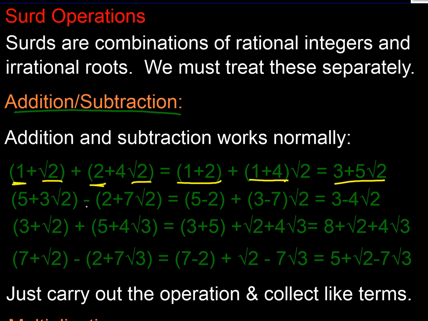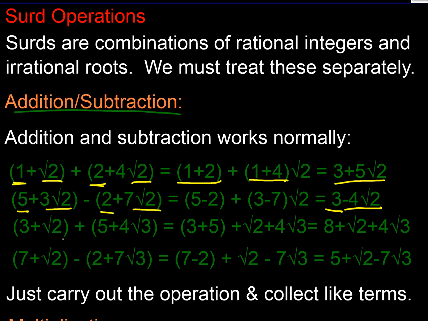Same thing happens with subtraction. We're collecting and using the operations here. So it's 5 minus 2 gives us 3. Ditto. 3 root 2 minus 7 root 2 will give us minus 4 lots of root 2.